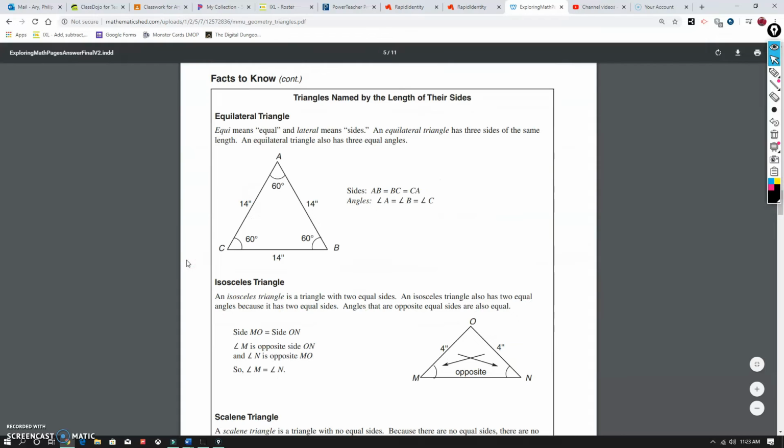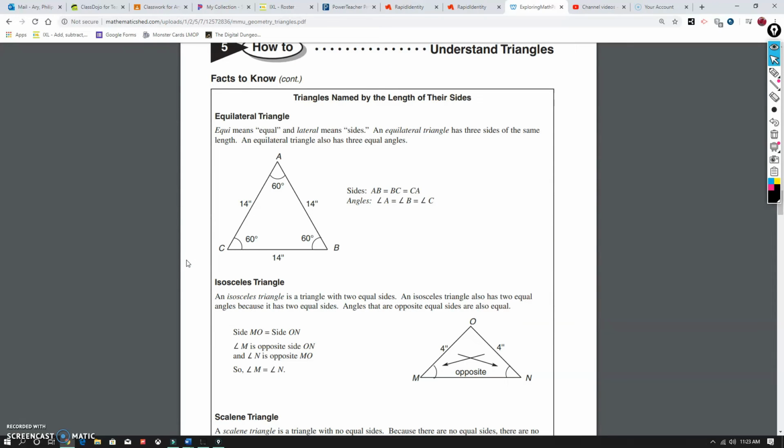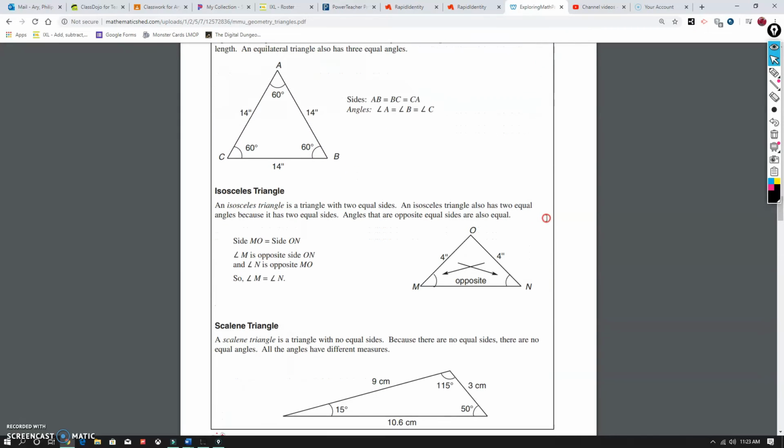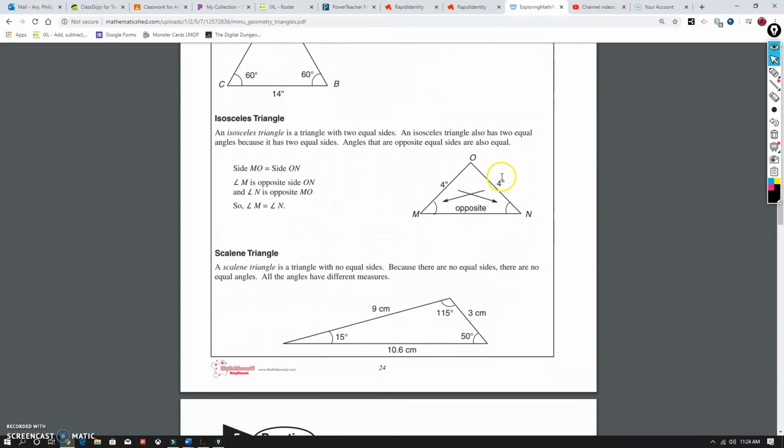Let's look at triangles named by the length of their sides again real quick, just to review. An equilateral triangle has all the sides equal, so you've got 14, 14, and 14. This would also be an acute triangle because the angles at these vertices are less than 90 degrees. So this is an acute equilateral triangle. If you go down here to isosceles, that means 2 sides are equal and 1 is not. The scalene triangle is where all the sides are different lengths. You've got 9, 3, and 10 and 6/10.